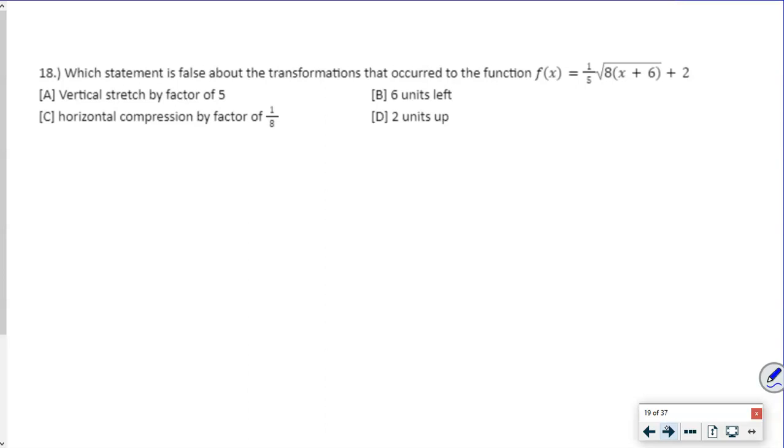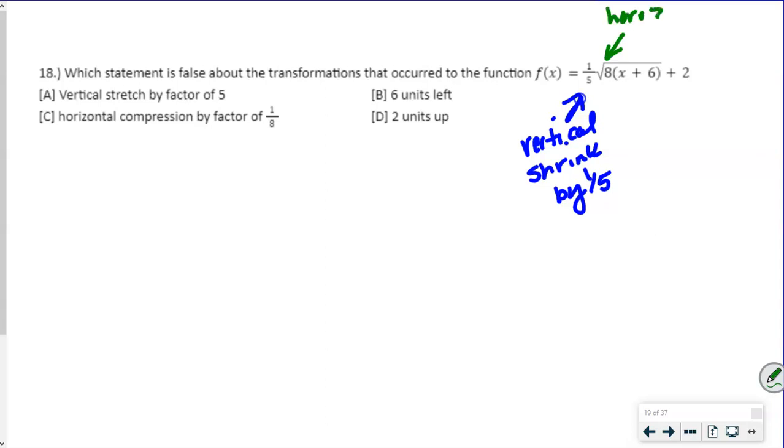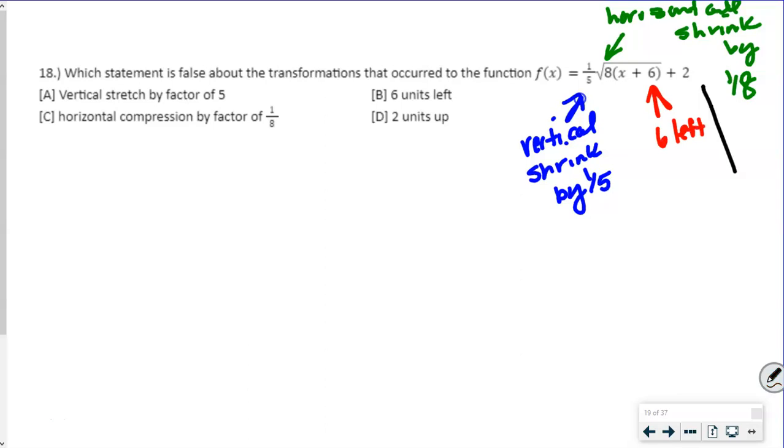Which statement is false about the transformation that occurred in the function? So again, this is going to be a vertical shrink by 1/5, because it's outside the radical. This one is going to be a horizontal shrink by 1/8, because it's the opposite of what it looks like. Because remember, we always put the inverse there. And then what do we have here? This is going to be 6 left. Remember, that's a horizontal change. And then our last thing here is this 2. So that's 2 up. Okay, so let's check this stuff out.